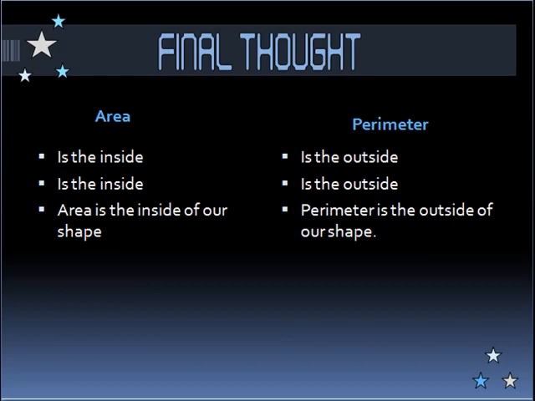Now, a final thought to help you remember area and perimeter and to distinguish which one is which. Area is the inside, inside, inside. Area is the inside of our shape. Perimeter is the outside, outside, outside. Perimeter is the outside of our shape.